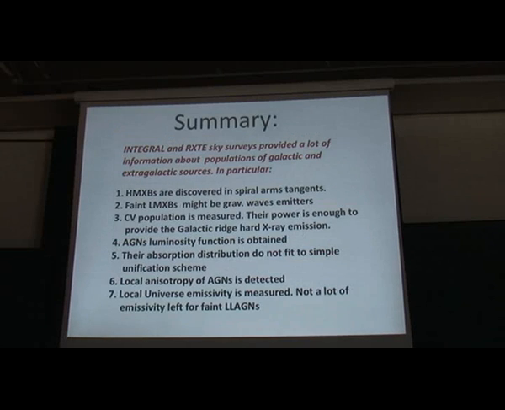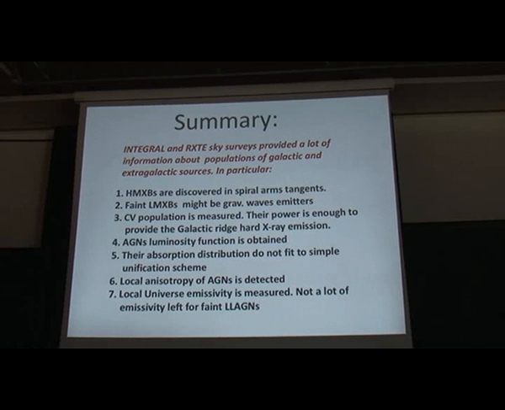Okay, and I'm already at the summary. HMXBs are discovered in the spiral arms, and now this result is very well pronounced with INTEGRAL observations. Faint low-mass X-ray binaries might be gravitational wave emitters, and this should be studied with optical and RXTE combined observations. A very interesting thing: the population of CVs is measured almost for the first time, because it's very complicated to construct an unbiased sample of CVs near the Sun. The luminosity function of AGNs is obtained from the INTEGRAL all-sky survey. Absorption distribution, I'll skip this point because I haven't described it.